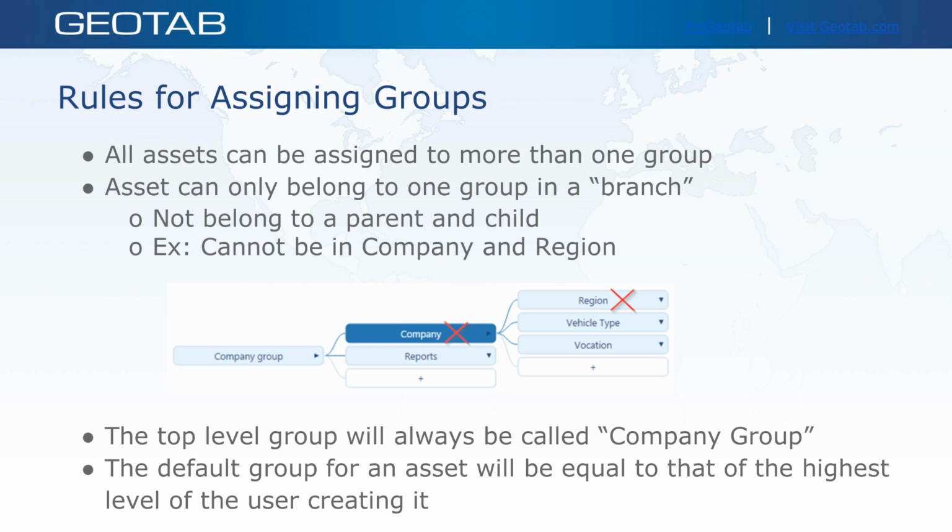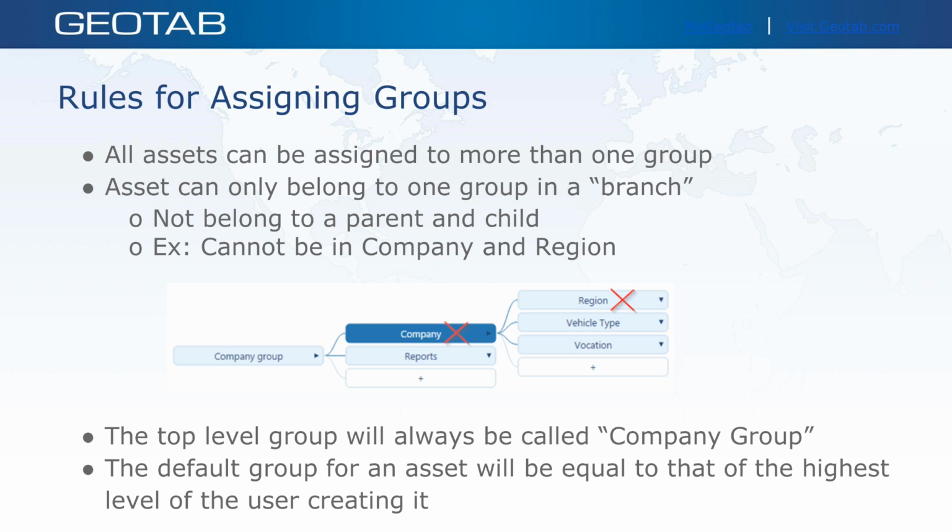and that's where the branches are going. So when we talk about assets or vehicles or even users, they can actually be assigned to more than one group. So I could have a user that's assigned to a region, but also assigned to a specific reporting group. And we'll go into that in a little more detail in just a moment. So the asset can only belong to one group in a branch of the tree, if you will. So if you see in the screenshot here, the asset cannot belong to a parent and child at the same time.